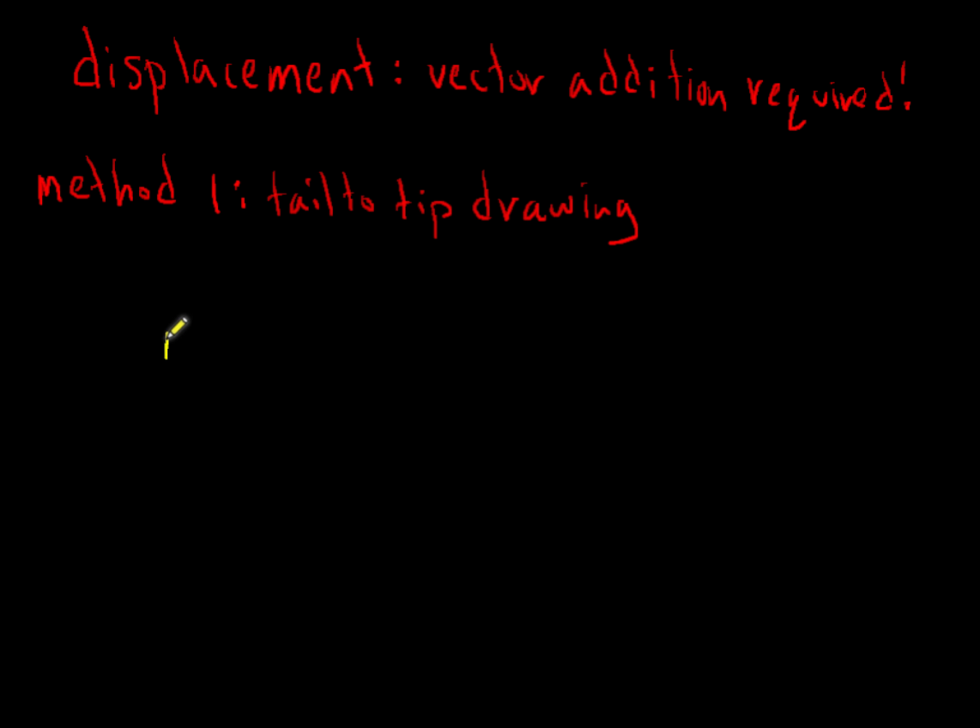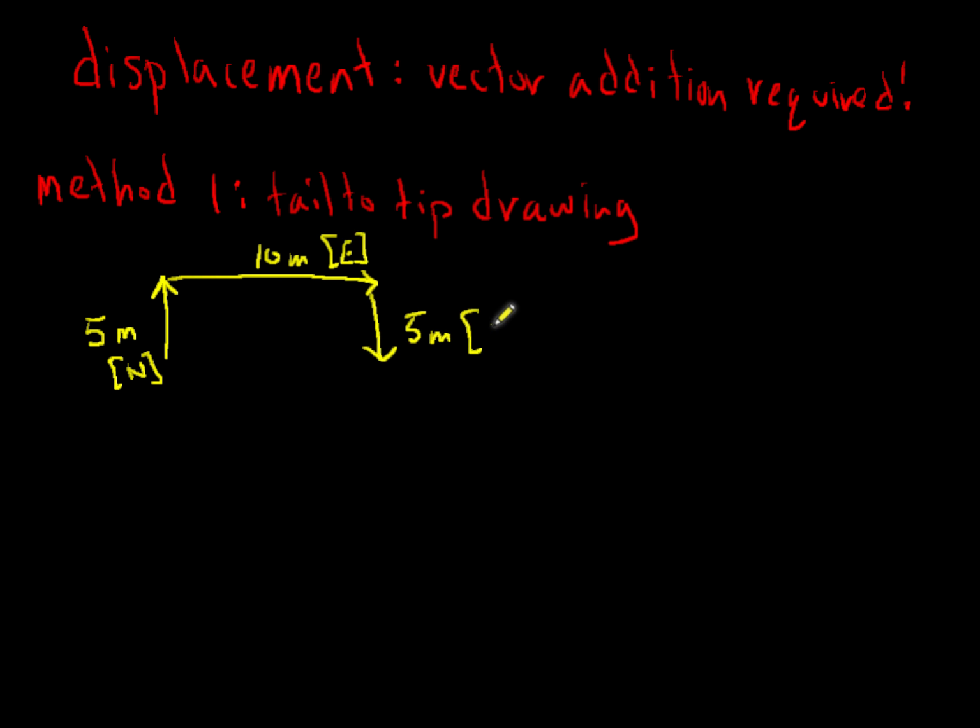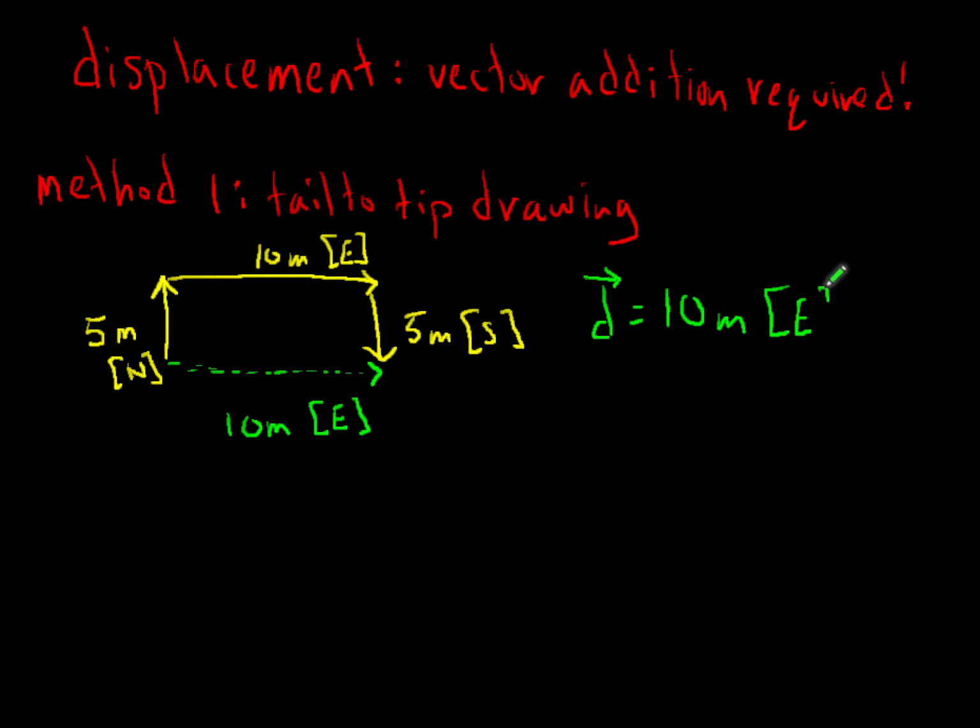To do this, we draw the 5 meters she walked north as a shorter arrow, the 10 meters she walked east as a longer arrow, and the 5 meters she walked to the south as a similar length arrow as the 5 meters north. And we can see the north and south cancel each other out, and all that's left is 10 meters to the east. So we would say her displacement, D arrow, is 10 meters to the east.